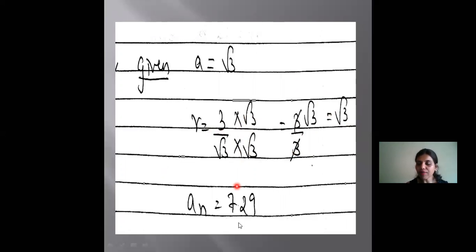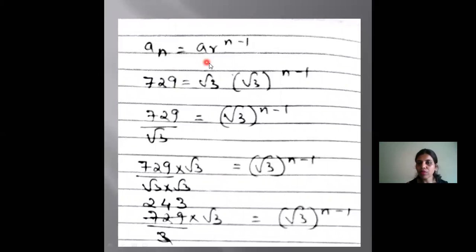Now an we have got 729. So we use the formula an is equal to a r raised to n minus 1. We substitute 729 is equal to root 3 times (root 3) raised to n minus 1. 729 we divide by root 3, and (root 3) raised to n minus 1. So now when we divide by root 3, what we will do is we want to rationalize the denominator. We'll multiply by root 3 numerator and denominator. So we will get 729 root 3, and root 3 into root 3 we get in the denominator 3. Now we'll simplify 729 with 3.